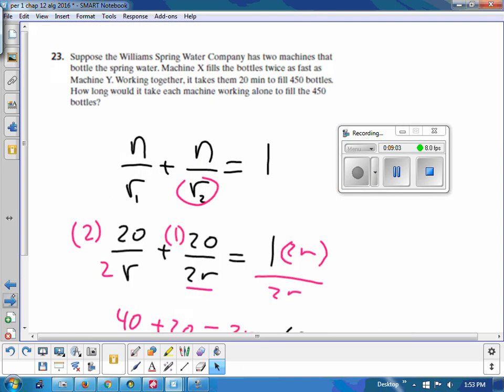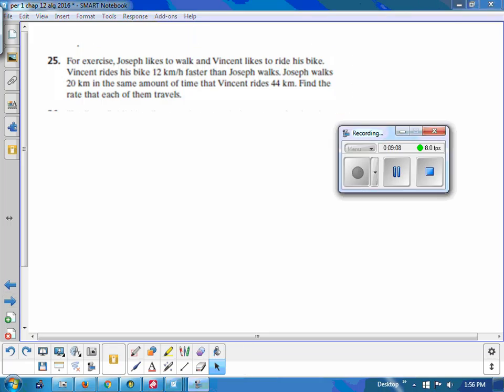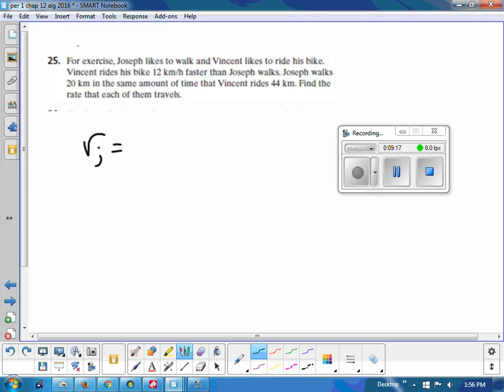Oops, wrong one. Okay, so let's look at this. We don't have an answer yet. Okay, so Joseph likes to walk, Vincent rides his bike. The rate of Vincent is 12 kilometers faster than Joseph. And we'll just say the rate of Joseph is just r. So those are the two rates.